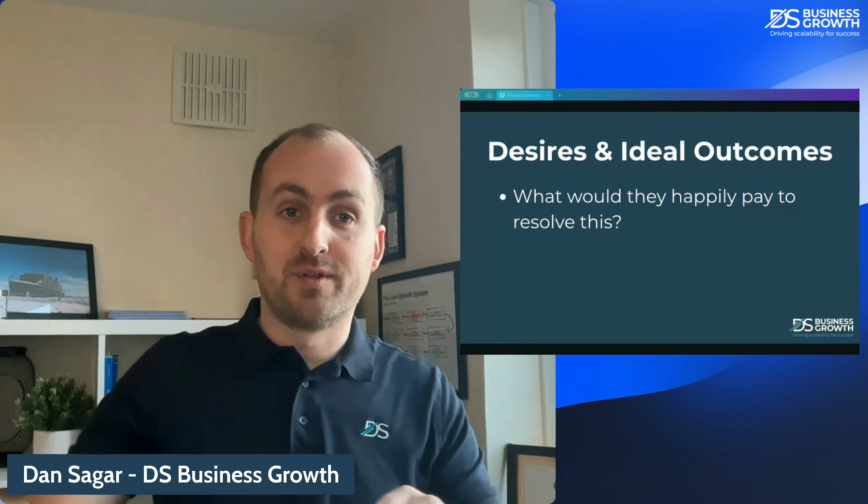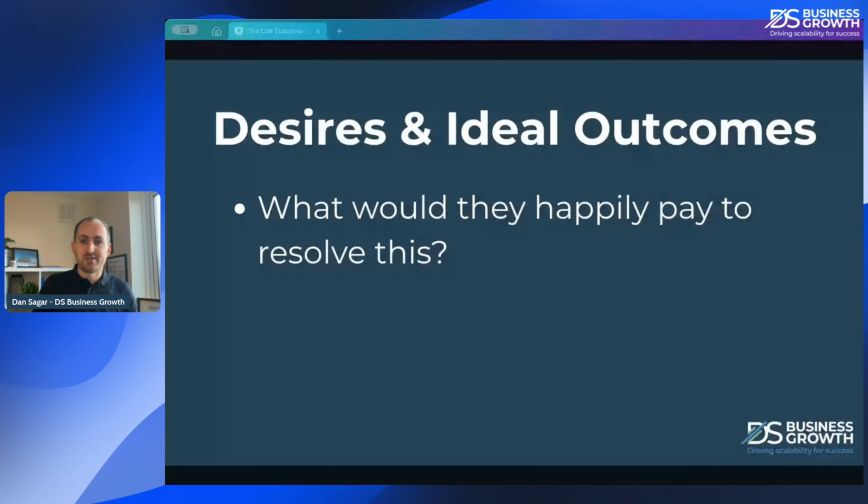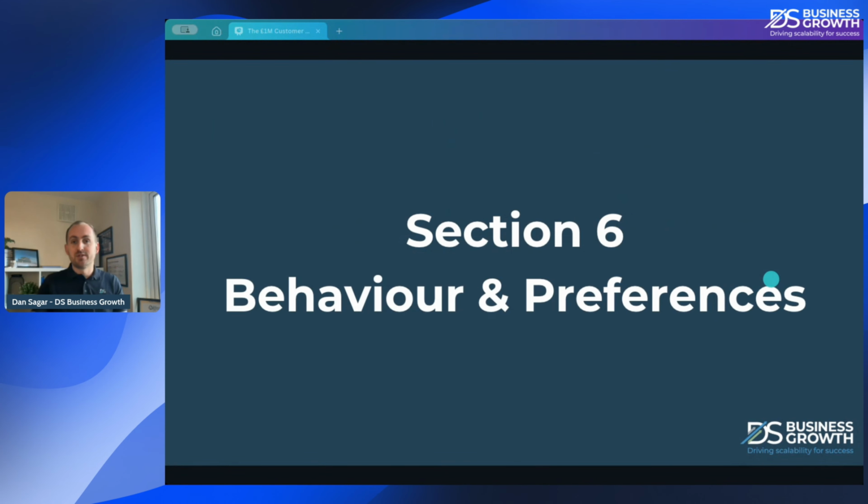And then now we'll take a look at section 6, which is our behavior and preferences. Okay, so we're starting to look at the business and the people together now a little bit more, and we're going to start looking at the behavior and the things that they prefer.